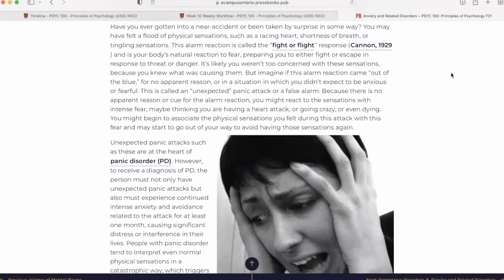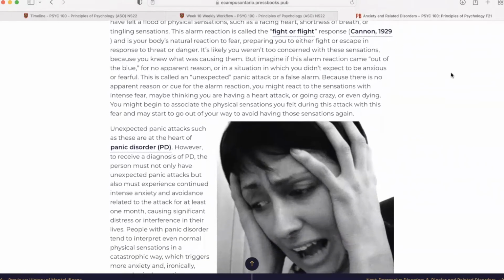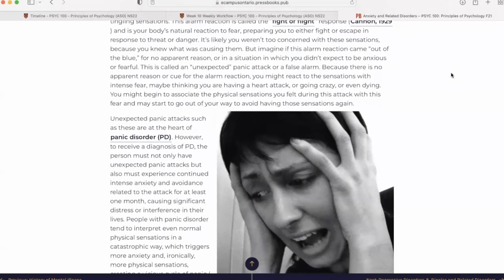It's likely you weren't too concerned with these sensations because you knew what was causing them. But imagine if this alarm reaction came out of the blue for no apparent reason or in a situation in which you didn't expect to be anxious or fearful. This is called an unexpected panic attack or a false alarm.